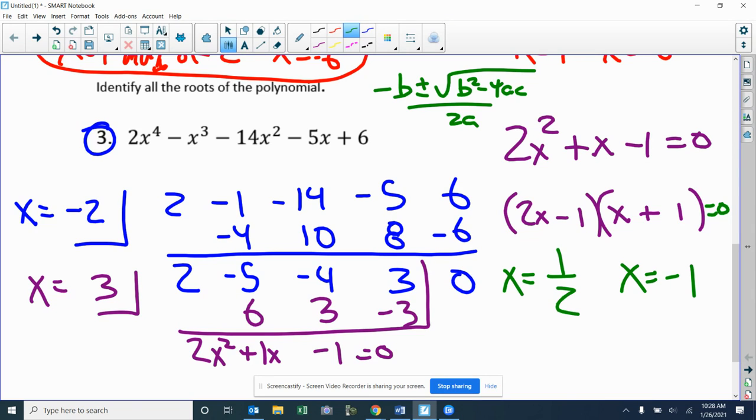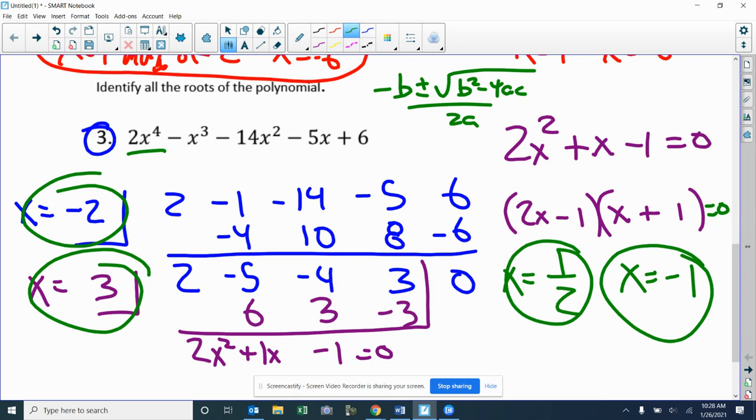So we do have 4 of our roots out of our degree 4. Root 1, root 2. The last 2 are gotten by the quadratic, which we factored. 3 and 4. Feel okay about that? Questions anyway?